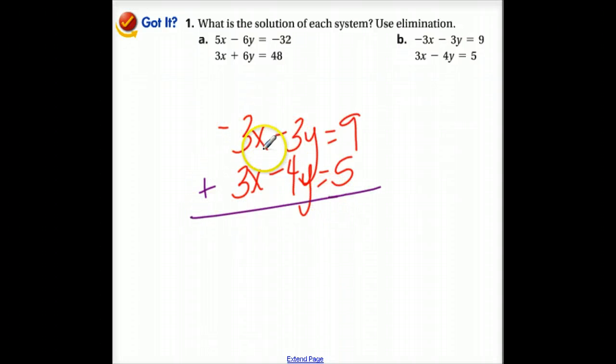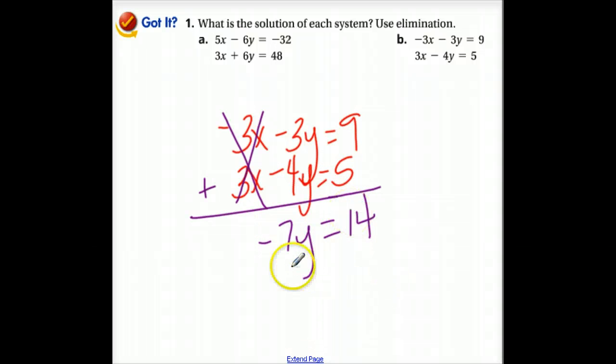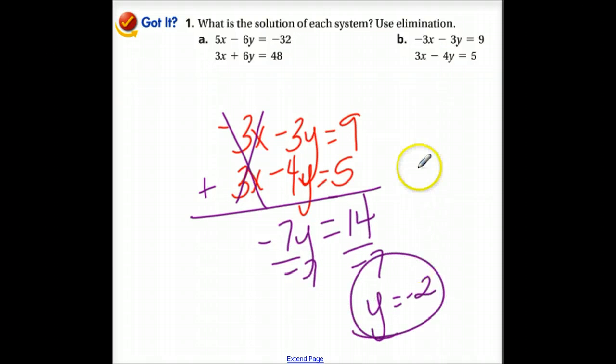Negative 3x plus 3x completely eliminates the x's from my system. Moving on. Negative 3 plus negative 4y, negative 7y, and 9 plus 5 is 14. Divide by negative 7, divide by negative 7, y equals negative 2. So negative 2 is the y value of my solution.